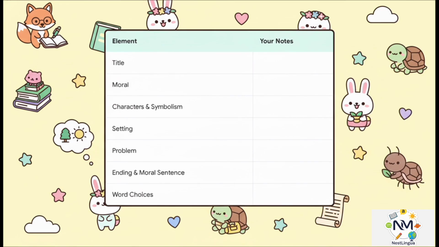So take a moment here to pause and just sketch out your ideas. Who are your characters? Where does it all happen? What's the big challenge they have to overcome? The more you plan right now, the smoother the writing will be. Ready? Go ahead and press pause.